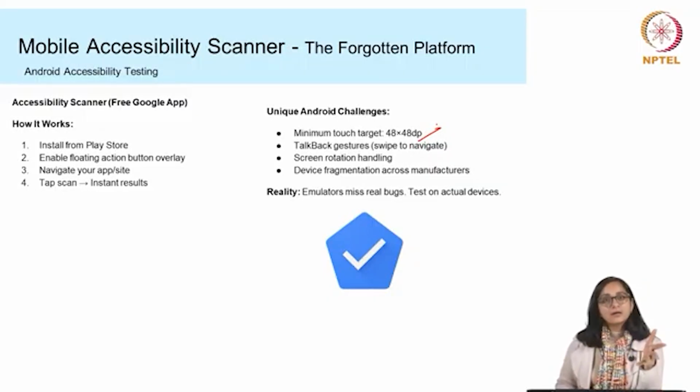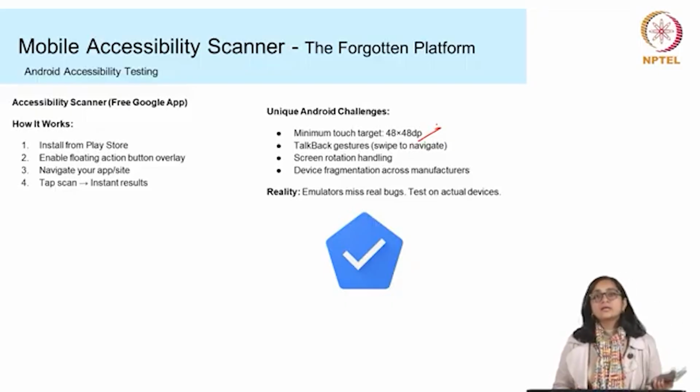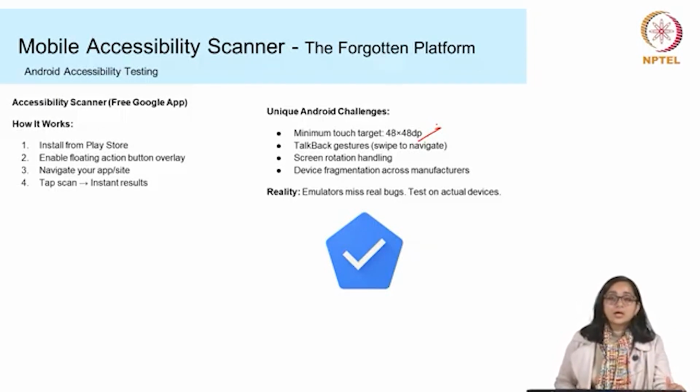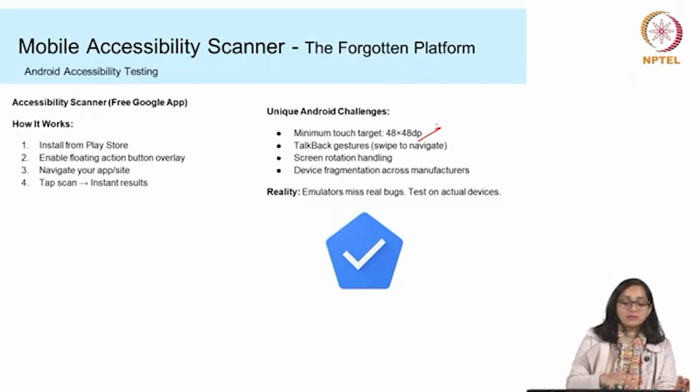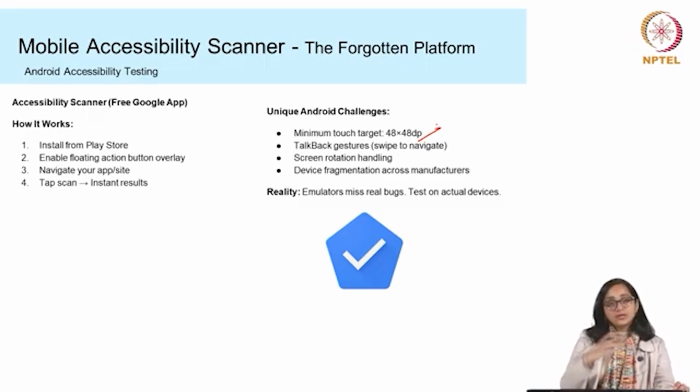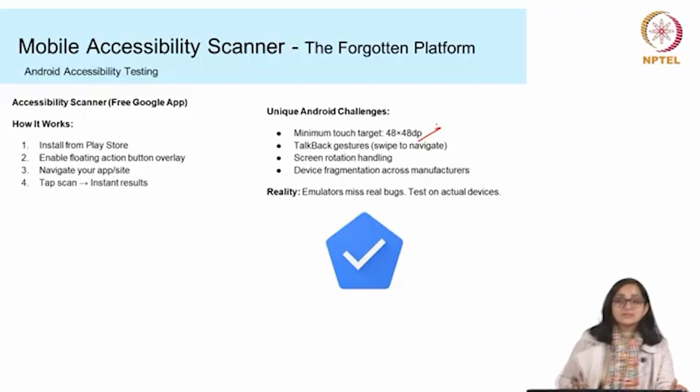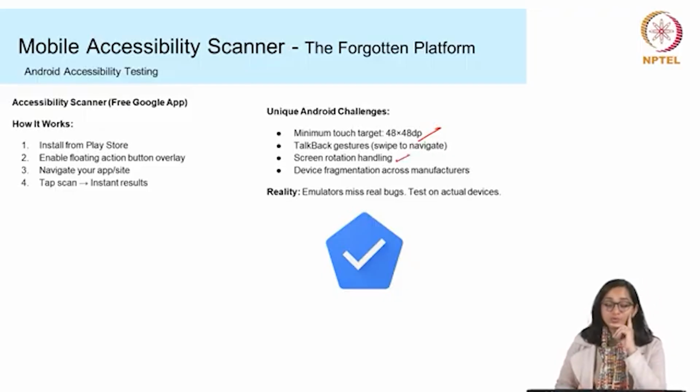So maybe you can pause the video here as well, and take 5 minutes. Take your phone and turn on the accessibility scanner. Just download this app, the accessibility scanner app, install it on your phone and run it, and try to navigate any of your favorite apps, and just try to understand how it works. How it handles screen rotation is also very unique. Device fragmentation around different manufacturers.